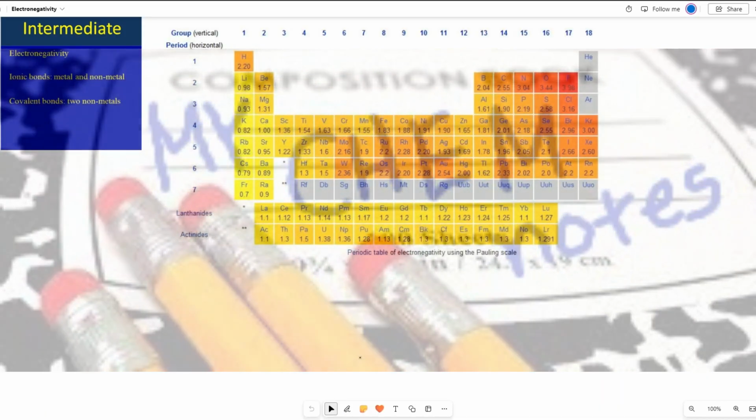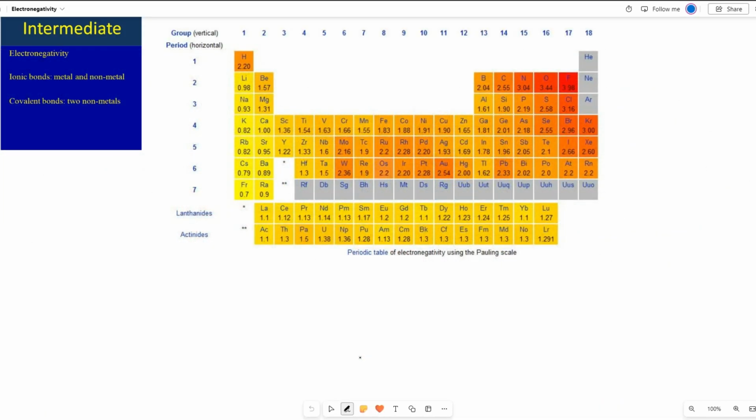Hello, my fellow chemists. In this video, we're going to take a look at electronegativity and how it can be used to determine whether two atoms will make an ionic bond or a covalent bond. This is labeled as an intermediate video because it does assume that you know the basic definitions of ionic bonds and covalent bonds. If you need a review of that material, I'll put a link in the upper right-hand corner.